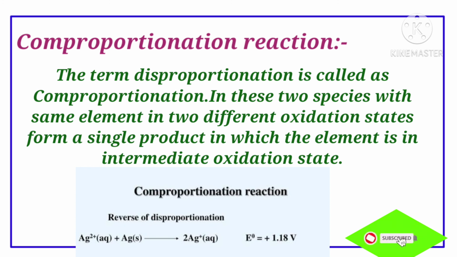What are comproportionation reactions? When two species with the same element in different oxidation states form a single product in which the element is in an intermediate oxidation state, those reactions are called comproportionation reactions. These are disproportionation reactions and comproportionation reactions.